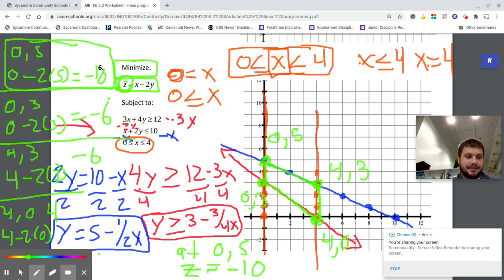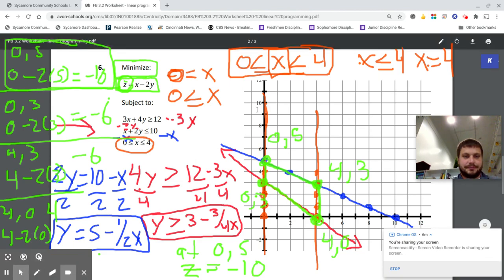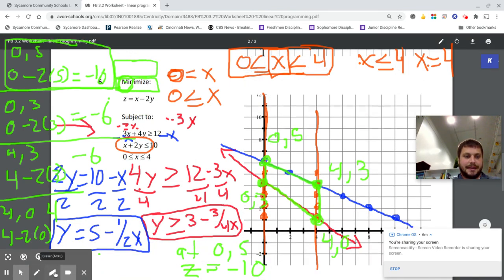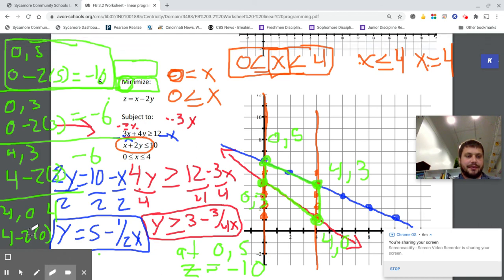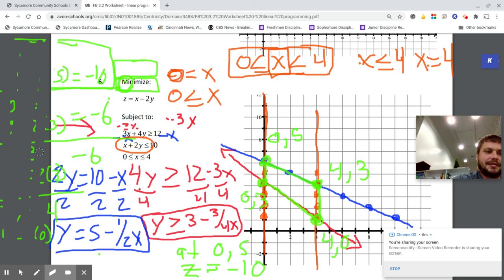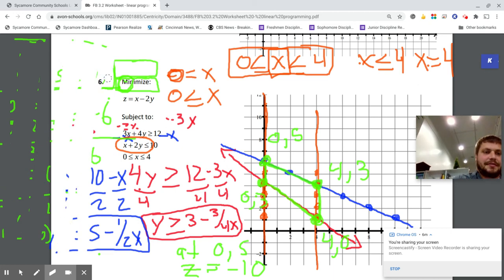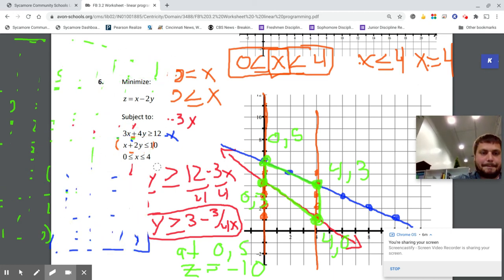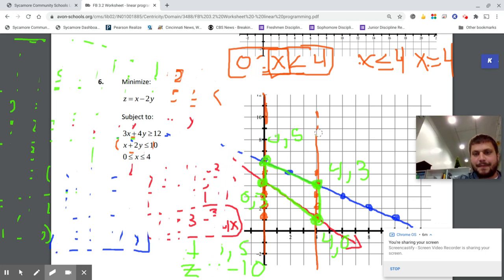Okay, let's try to do another one. Oh man, am I going to have to erase this whole thing? Oh, I wish I didn't have to do this.